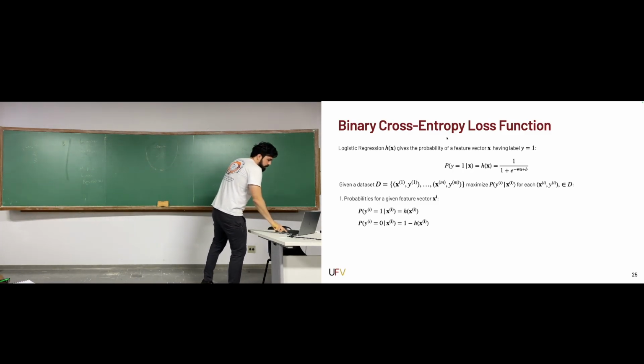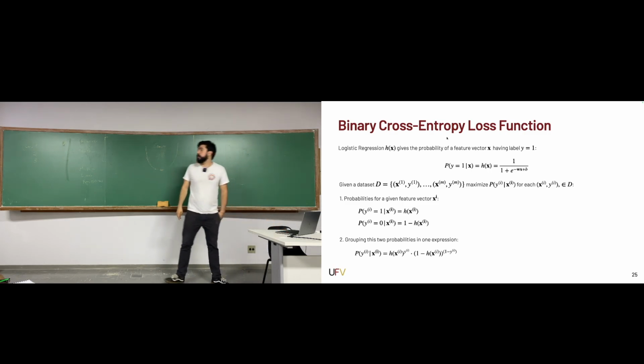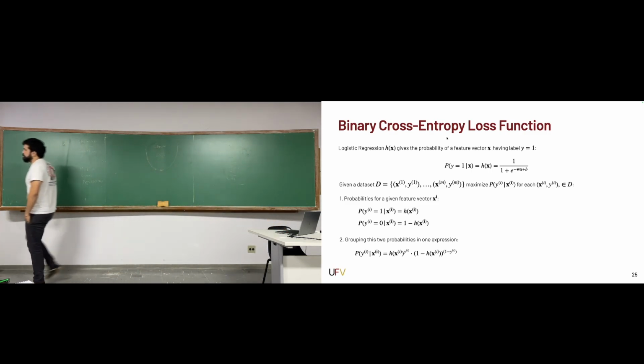And I can nicely combine these two expressions like this. It's a little trick here. It looks complicated, but it's not. Look what I did. I'm multiplying two terms. The first term is this probability here, but raised to the power of y i. And the second term is this probability here, the probability of y equal to 0, raised to the power of 1 minus y i.